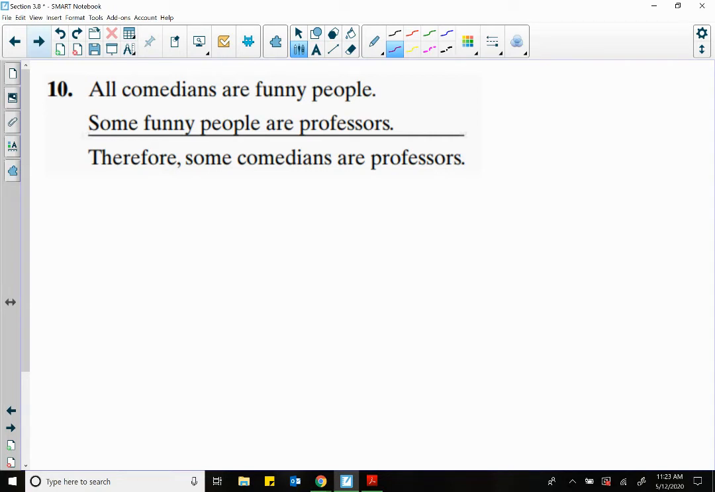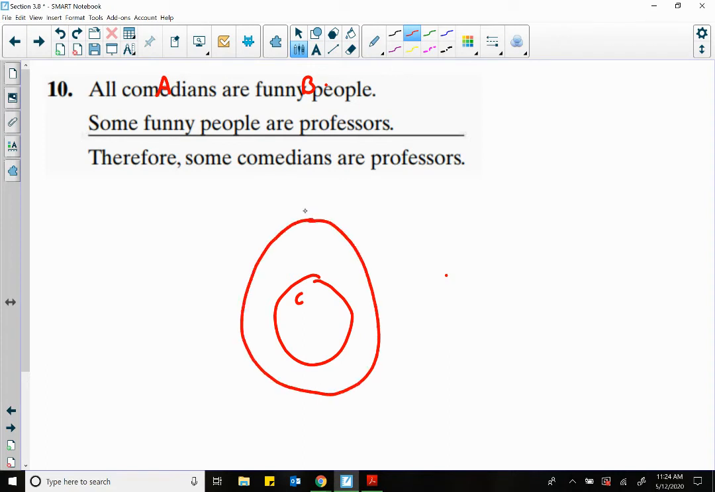All right. So in here, it says all comedians are funny people. So this is an all A or B. Okay? So we've got to circle comedians. And we've got a circle for funny people. So there's what it looks like so far.